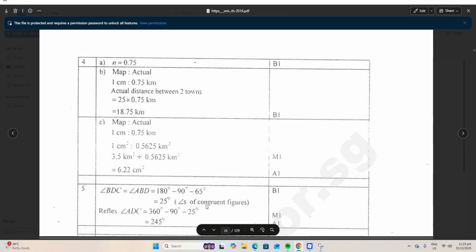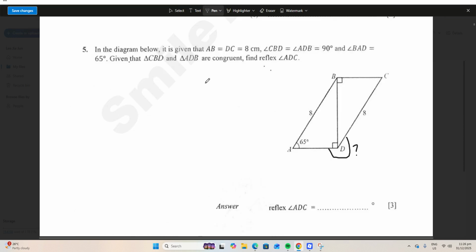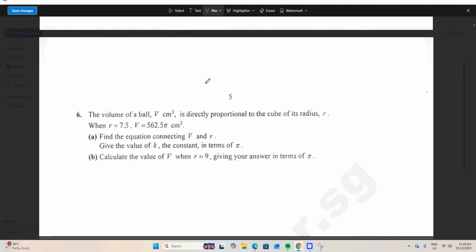Angles of congruent triangles are equal. I want you to write "are equal". Over here, I'd appreciate it if you just write angles at a point, because this is one of the reasonings. I'm not sure why the answer key did not include that. Okay, let's move on.